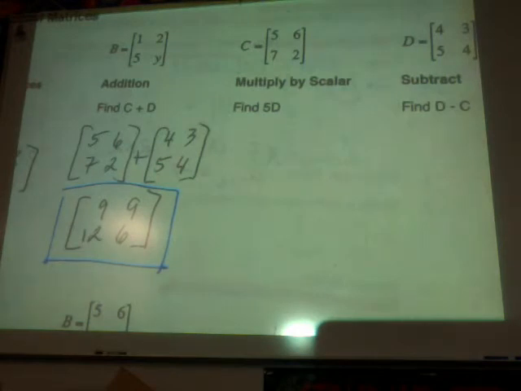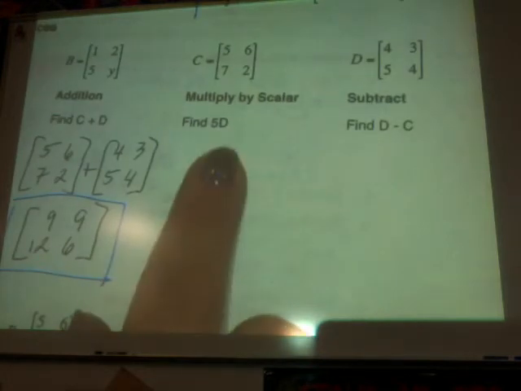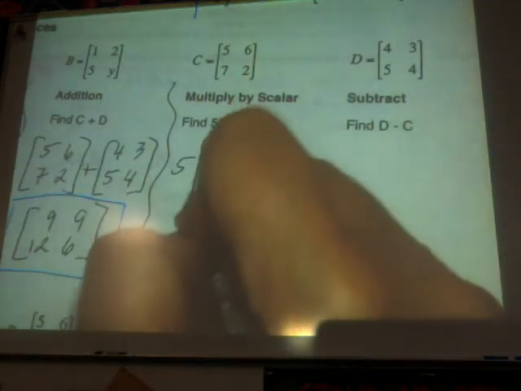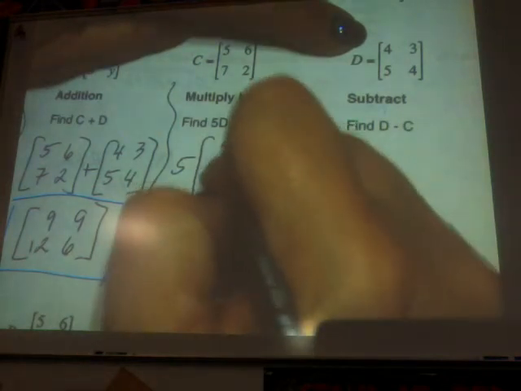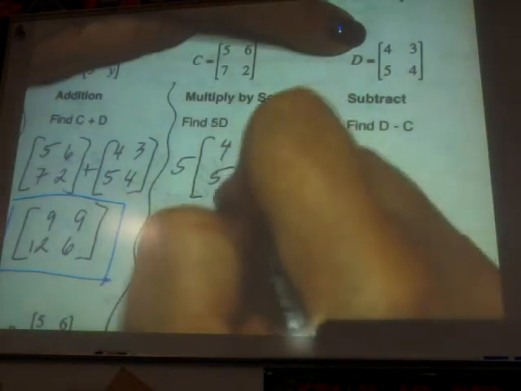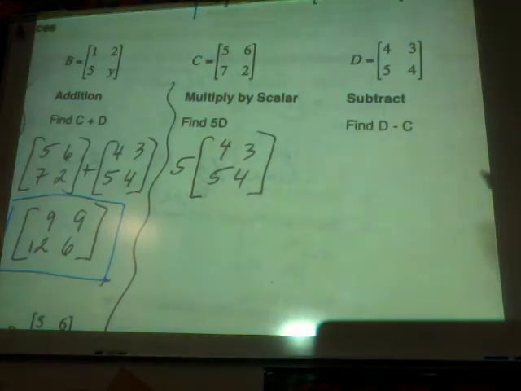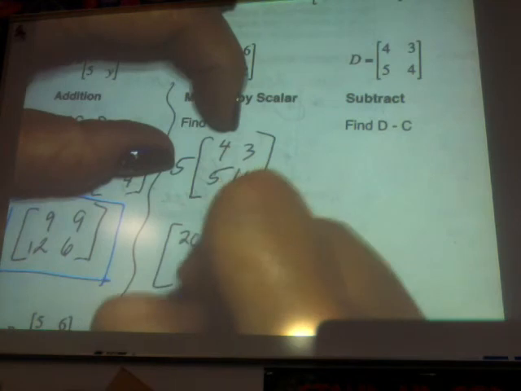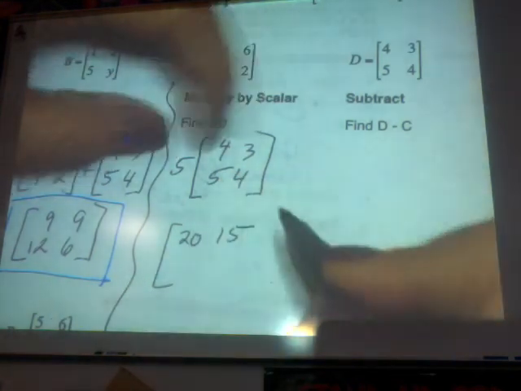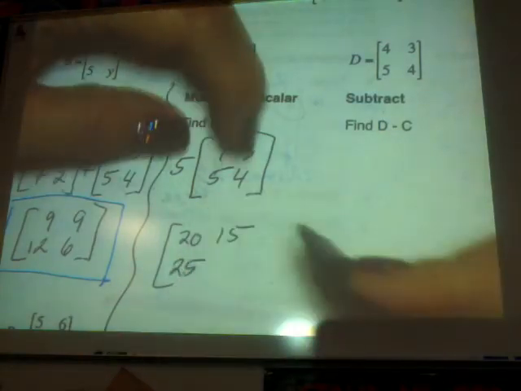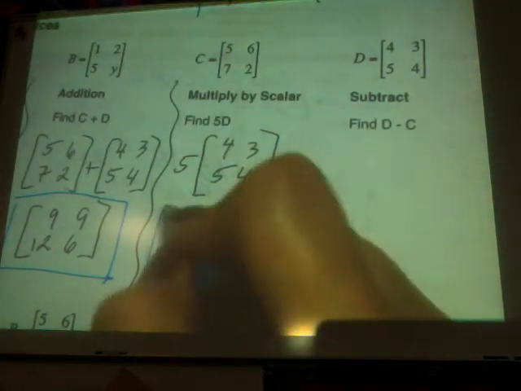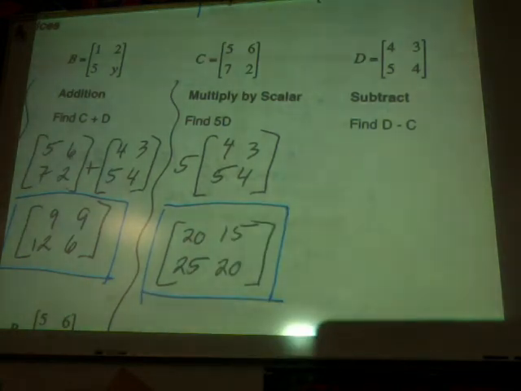Now we're going to multiply by a scalar. All this means is take matrix D and multiply everything in it by 5. So I'm going to take 5 out in front of the matrix. Matrix D is vertically 4, 5, and then 3, 4. So I'm going to multiply the 5 to everything. What's 5 times 4? 20. 5 times 3? 15. 5 times 5? 25. And 5 times 4? 20. So that's my answer for that one.